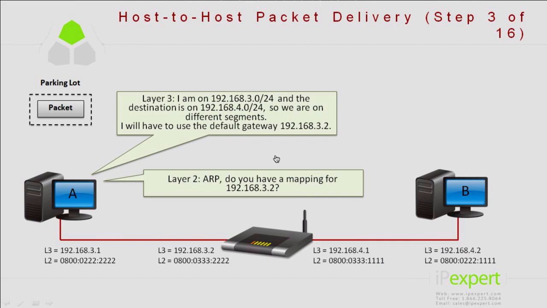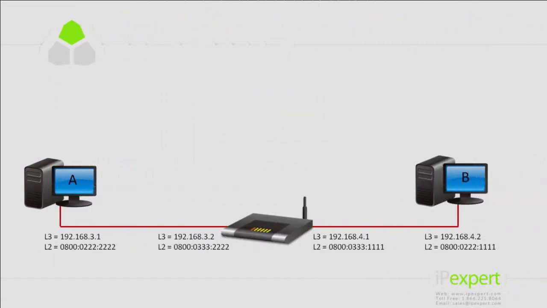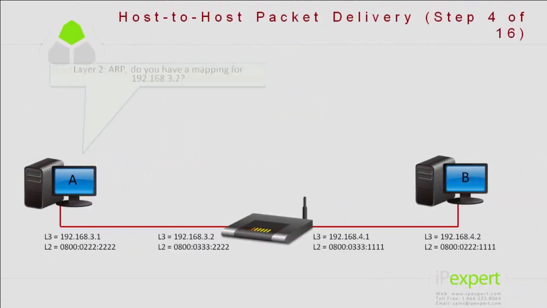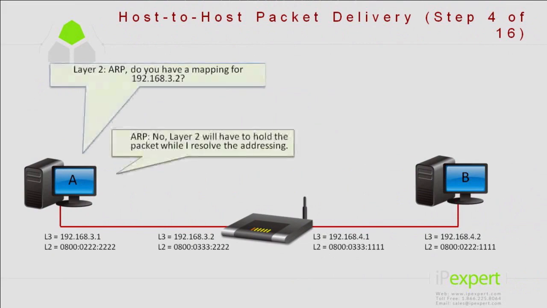So again, let's walk through exactly what goes on here. What will happen here, like I said, is it's going to arrive at the router. And the way I'm going to find that is I'm going to send this value that I was just talking about, the ARP. Do you have a mapping for this device? No, layer 2 will have to hold the packet while I resolve the addressing. So that means I'm going to put the packet in that parking space.